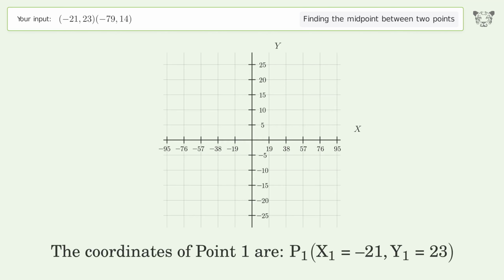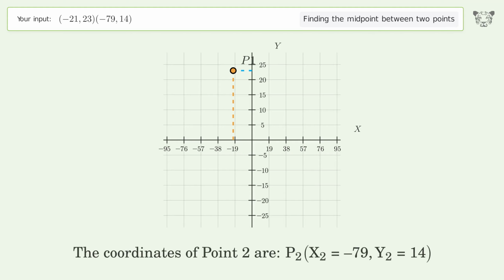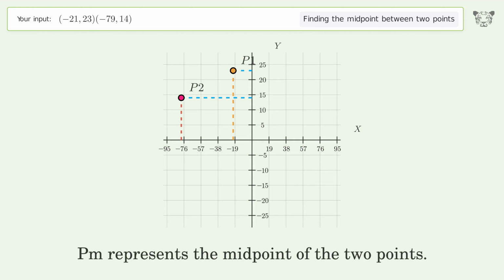The coordinates of point 1 are, x1 equals -21, y1 equals 23. The coordinates of point 2 are, x2 equals -79, y2 equals 14. PM represents the midpoint of the 2 points.